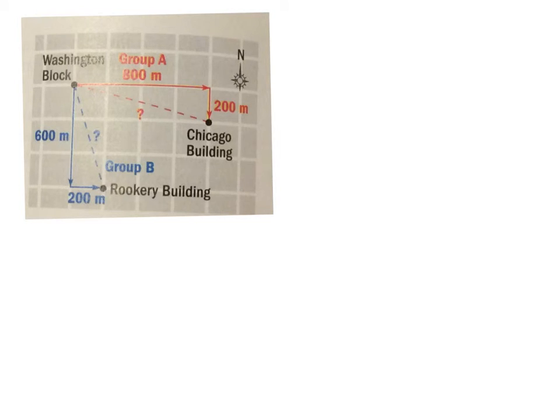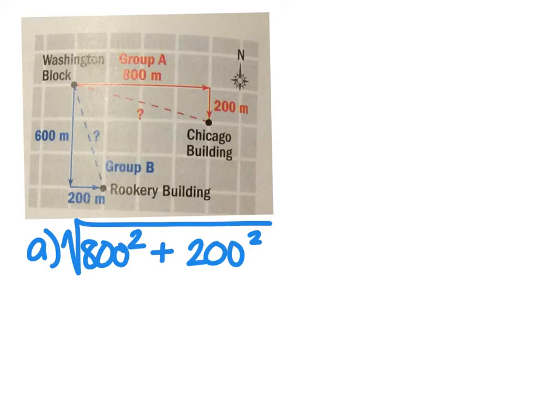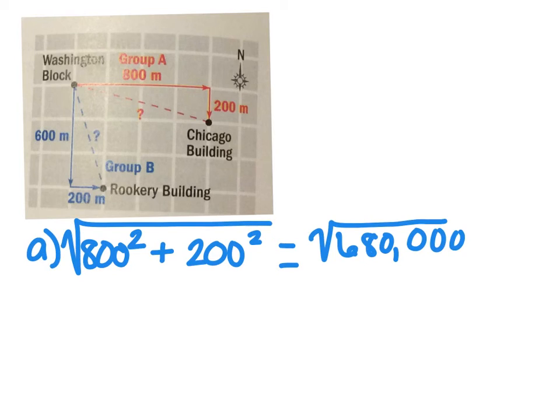And we're going to measure that using the hypotenuse, which you know we're going to find by using, yes, indeed, the Pythagorean Theorem. So Group A is going to travel this far. Let's see, we have one leg being 800 meters squared. The other leg is 200 meters squared. So we're going to find the square root of that. And that's going to equal our total distance, which is going to be the square root of 680,000. That is roughly equal to 825 meters.